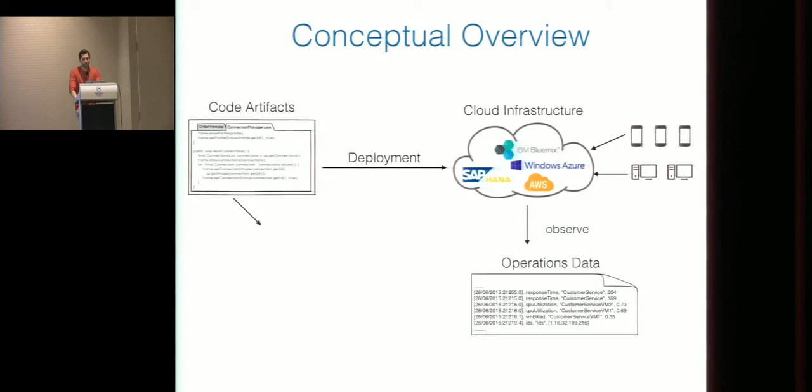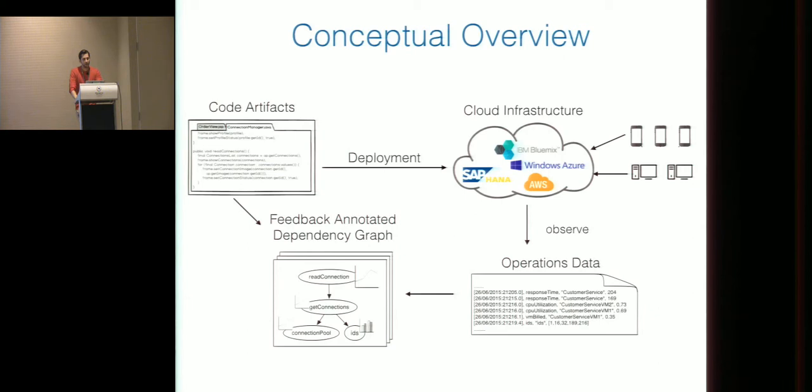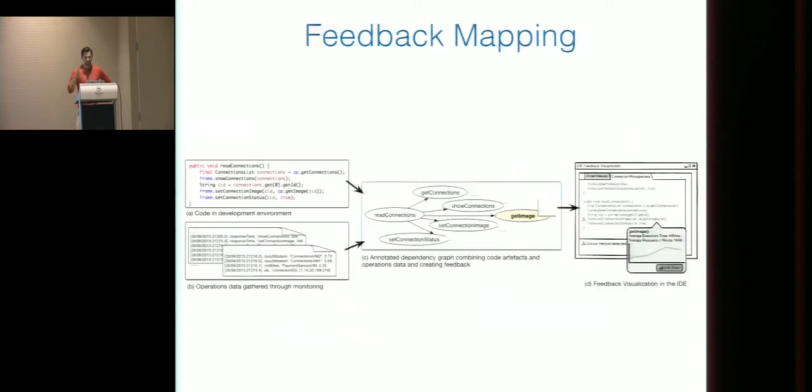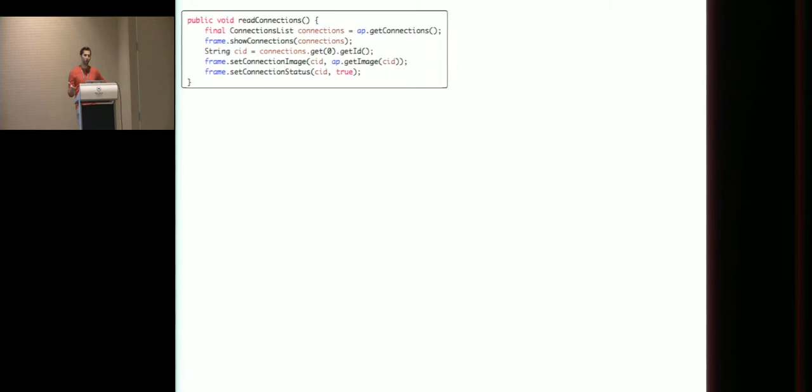So what we want to do is bridge the gap a little bit and say, what if we combine this? And what we get is a feedback annotated dependency graph. So we abstract away from our code and get a dependency graph, which is a simplified AST with some more information that makes our code clearer. And in the sense of feedback mapping, this is a graphic from the paper, and I'm going to go step by step into it. So again, we start with code. A very simple method reads some connections and gives back an image.